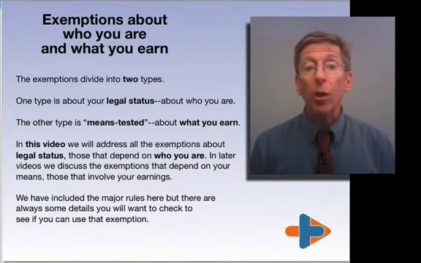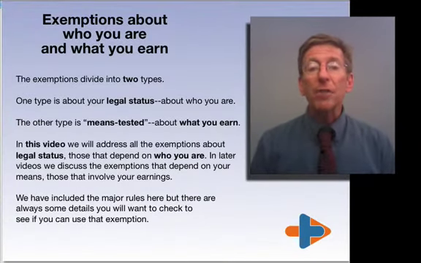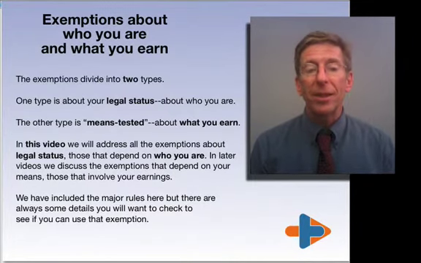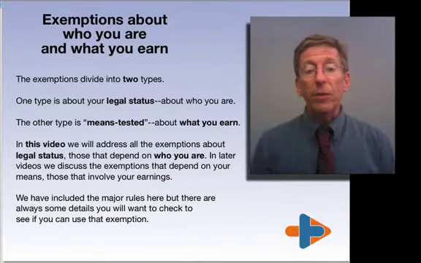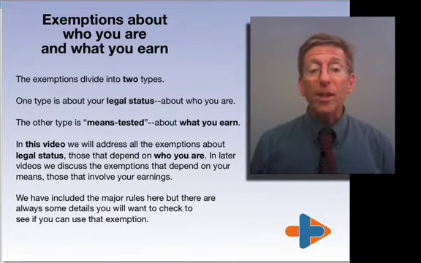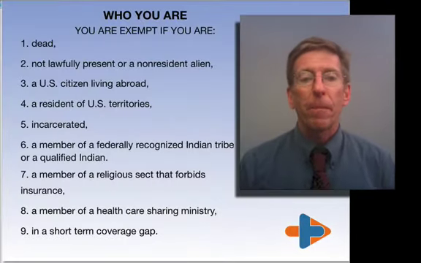Exemptions about who you are and what you earn. The exemptions divide into 2 types. One type is about your legal status, about who you are. The other type is means tested, about what you earn. In this video, we will address all the exemptions about legal status, those that depend on who you are. In later videos, we'll discuss the exemptions that depend on your means, those that involve your earnings. We have included all the major rules here, but there are always some details you'll want to check to see if you can use that exemption.